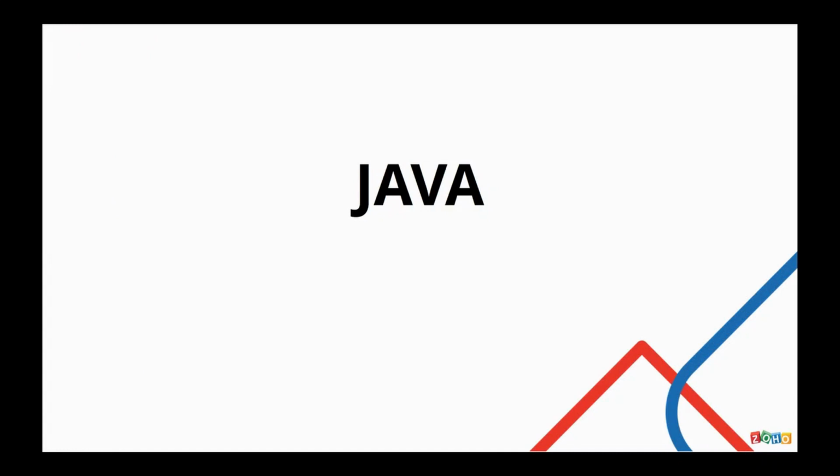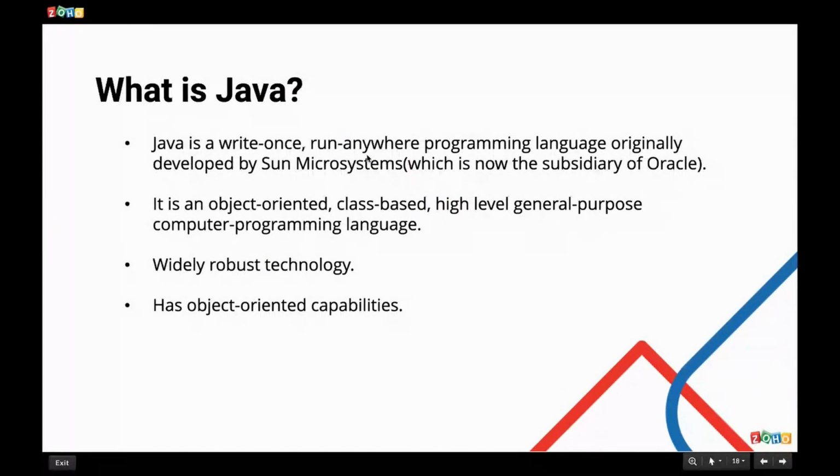So Java. Today we will be looking into cloud functions and how we can create a function using the Java language. So what is Java? Java is a write once, run anywhere programming language. That was the original tagline it came with when it was initially introduced by Sun Microsystems. And it is an object-oriented, class-based, high-level computer programming language, and it has a robust technology as well.